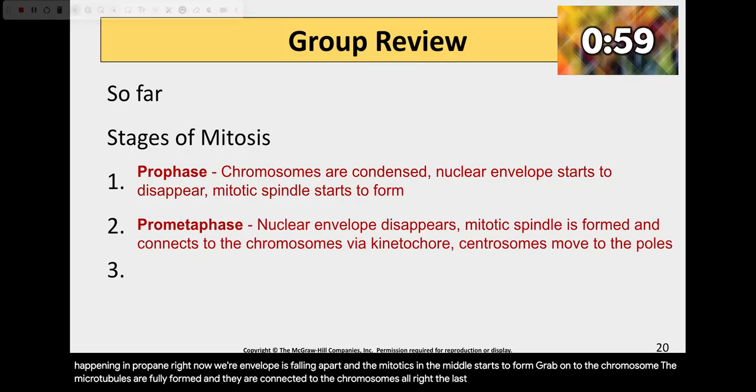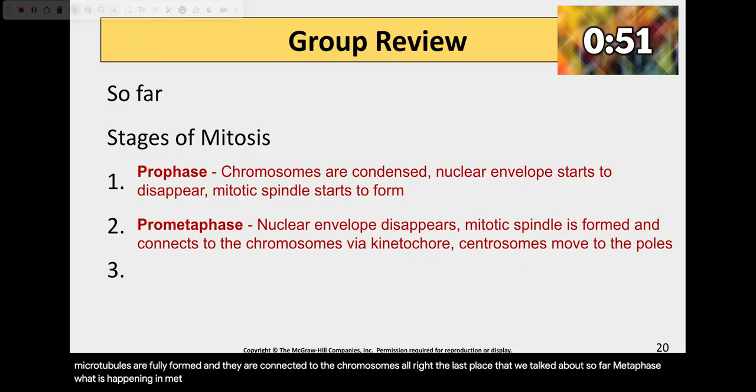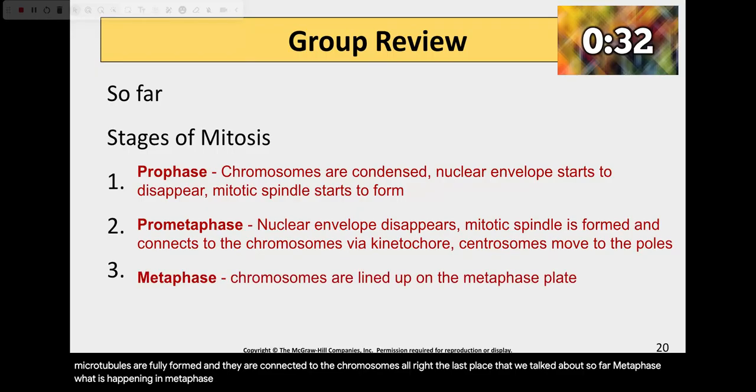All right, the last phase that we talked about so far. Metaphase. What is happening in metaphase? Yeah, the sister chromatids, all the chromosomes, are lined up in a single line. What do we call that area? Yeah, the metaphase plate. So chromosomes are lined up on the metaphase plate. All right. Feeling good so far? Ready to move on?